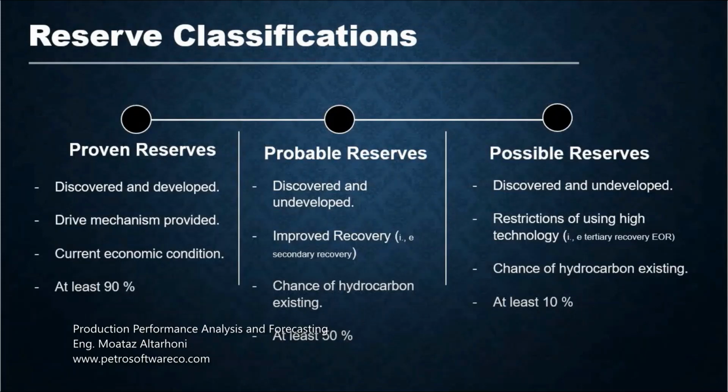For the reserve classification, we have three types of reserves: proven reserves, probable reserves and possible reserves. What is the meaning of each one here? Proven is that which is discovered and developed, which is the high value for us for the reserves which can be produced, and the drive mechanism is defined. And it's called reserves because of the current economic conditions existing, for at least 90% of reserves can be produced.